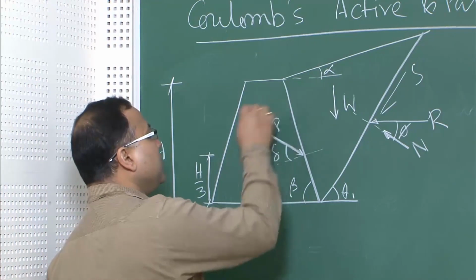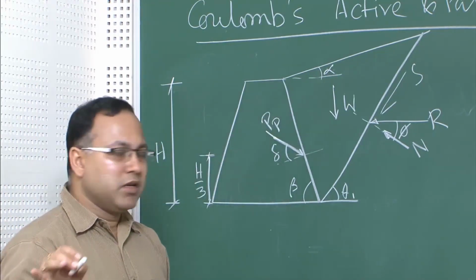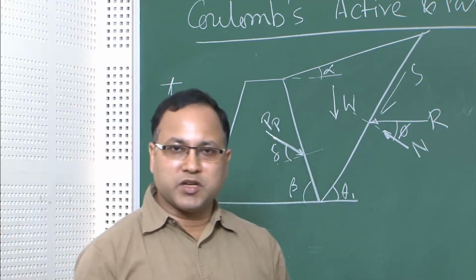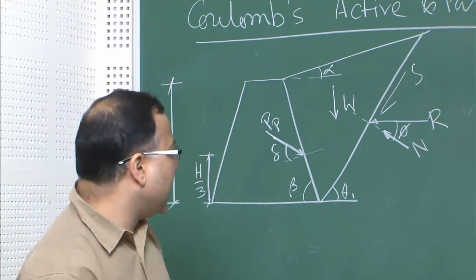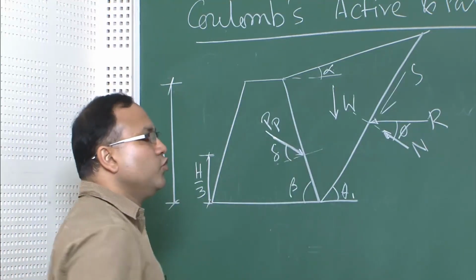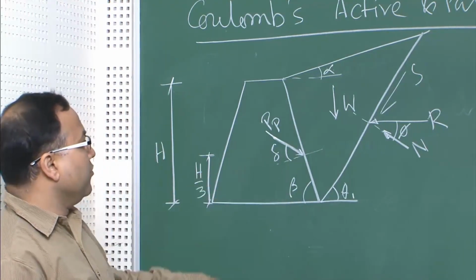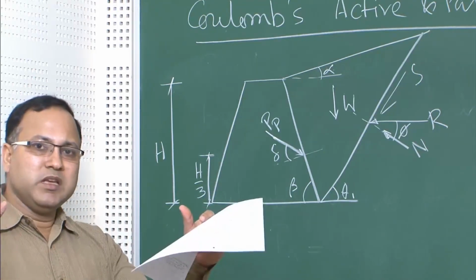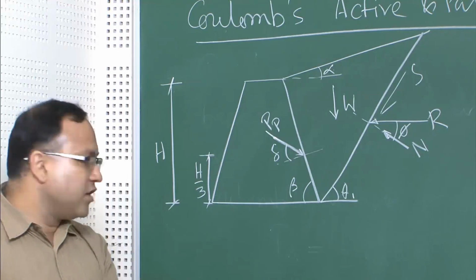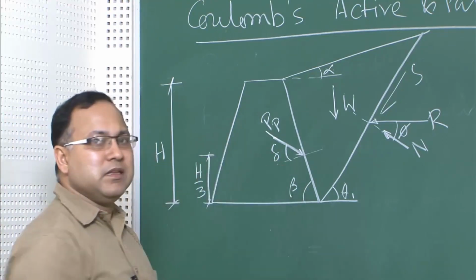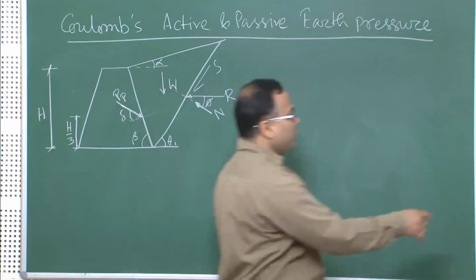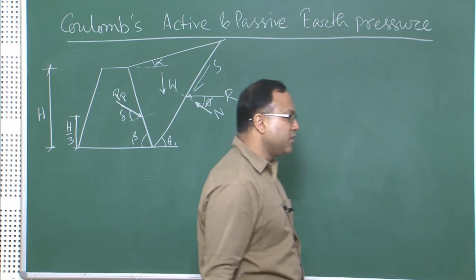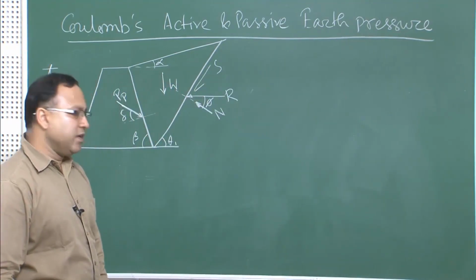Now, PP is the passive thrust, which will be making an angle delta, because delta is the angle of interface friction, right, with the normal to the back face. Now, you see, because the failure wedge will be trying to be lifted up, moving in the upward direction, PP will be acting in this direction, whereas PA was acting in this direction. So, if you look at this, okay, this is the basic difference between the direction of PA and PP.